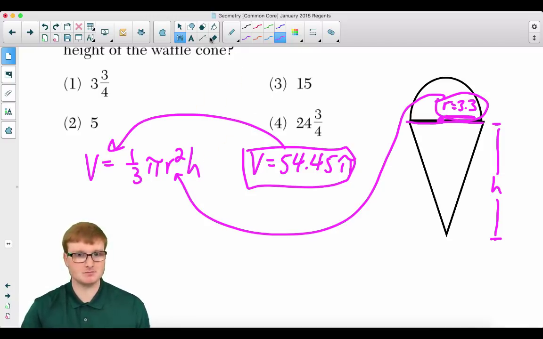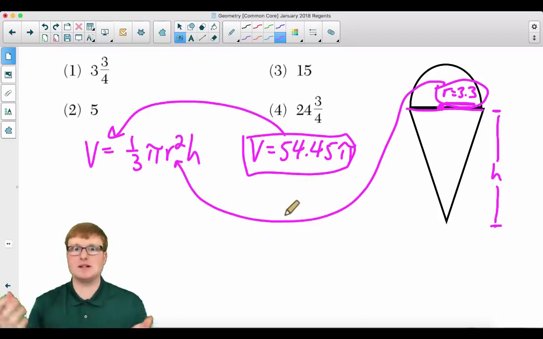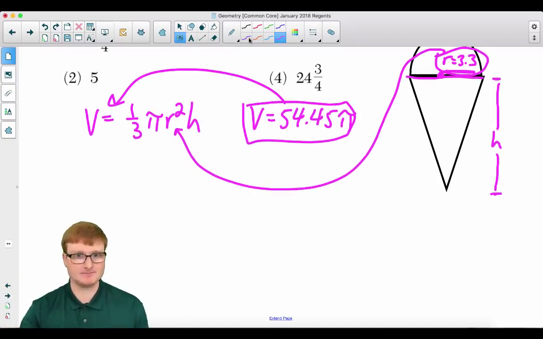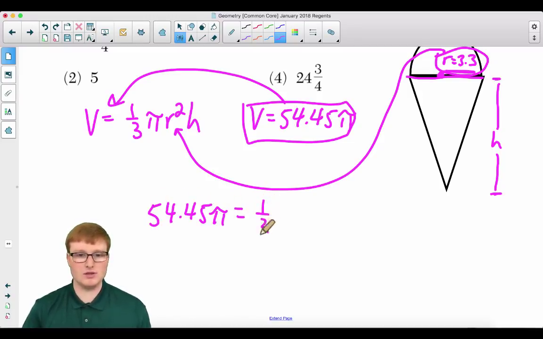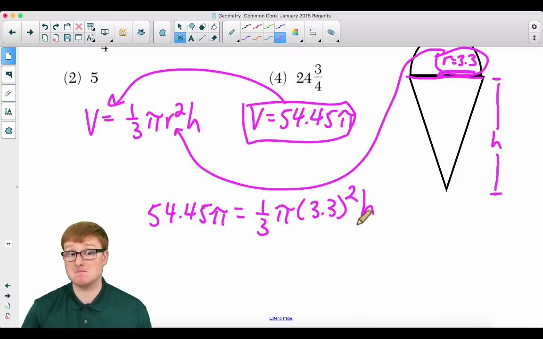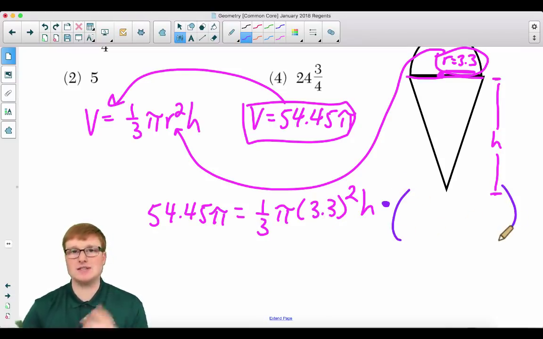So what we've got to do is drop these numbers in and solve for the height. So the volume, 54.45 pi, is equal to 1/3 pi times the radius, which is 3.3, squared, times the height. Let's go and solve for h. So what I'm going to do first is multiply everything on the right-hand side by the reciprocal. So the reciprocal of 1/3 pi times 3.3 squared, you just move everything to its opposite location.